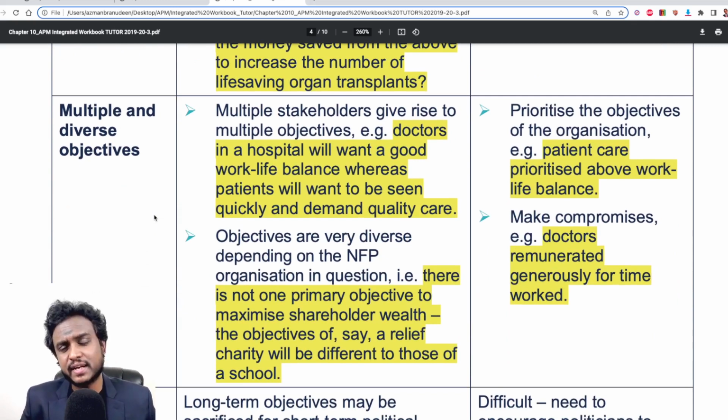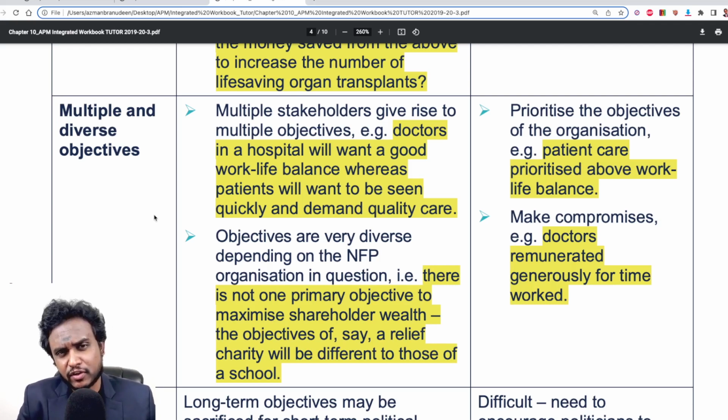Third is multiple and diverse objectives. So if you look at the United Nations, the Sustainable Development Goals, look at how many they have. Right? There are 17 SDGs. Of course, those were proposed as a proposal for other organizations to adopt as well. But the issue is that even 17 goals, that's just way too wide.